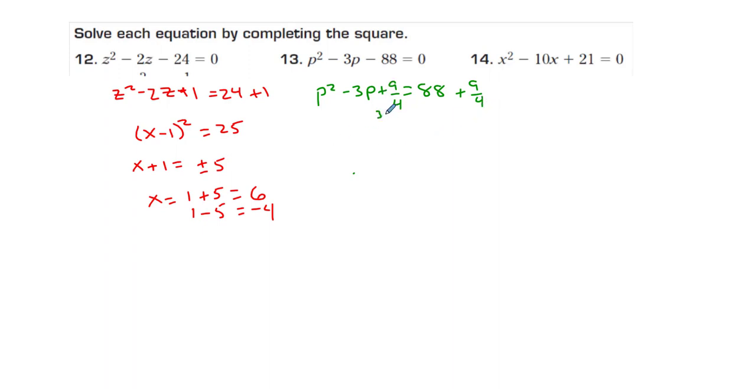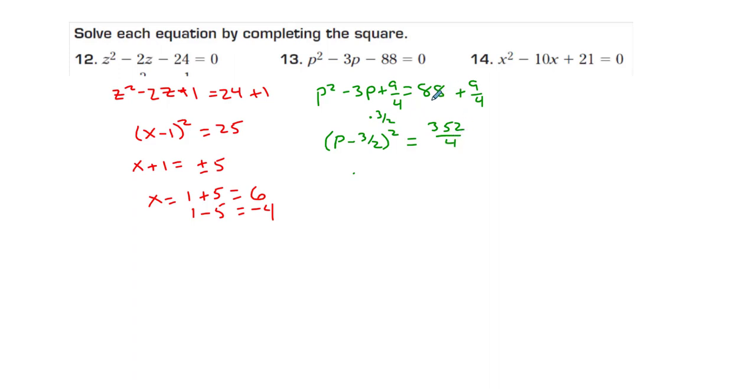Now the 3 halves, this is where it pays to remember what the original factor was. It was minus 3 halves, and that was squared. So this is going to factor into p minus 3 halves squared equals, and so you've got fourths going on here. So 4 times 88, 4 times 90 would be 360. 88's 2 away. So 360 take away 8 is 352. So we're going to have 352 over 4.